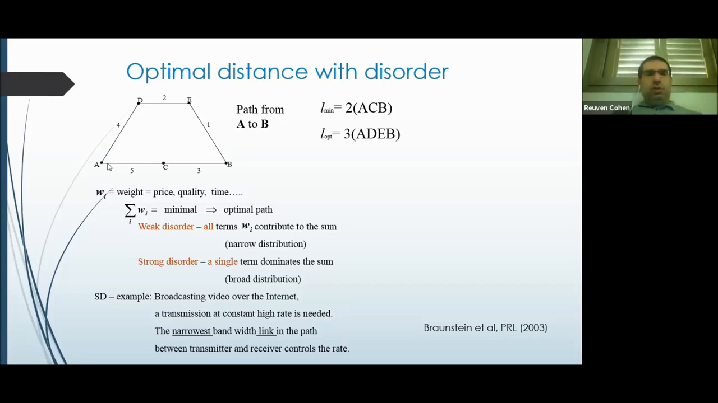So for instance, if we want to go from A to B, we can choose the short path having only two edges, which is A to C to B, but this has a price of 8, or we can choose the longer path A to D to E to B, but this has only a price of 7.